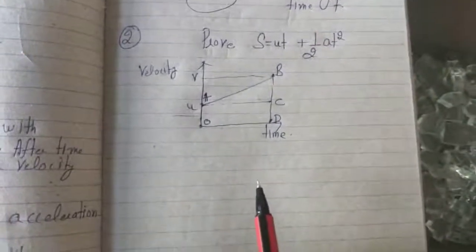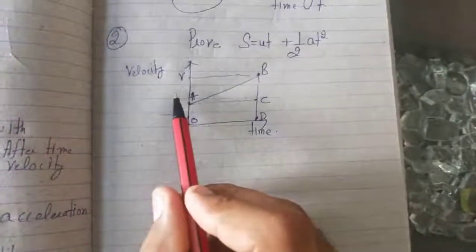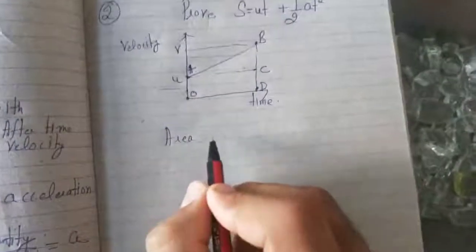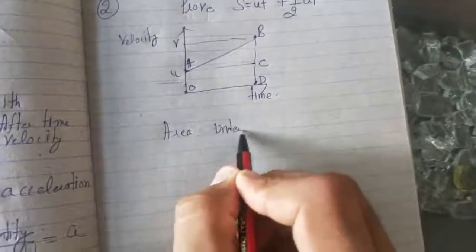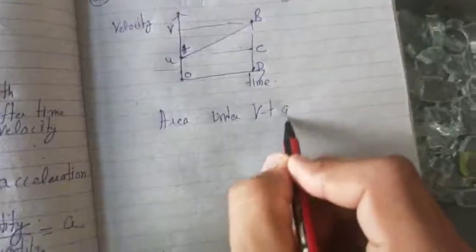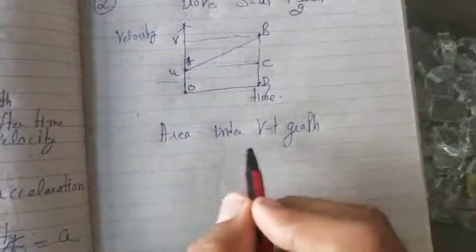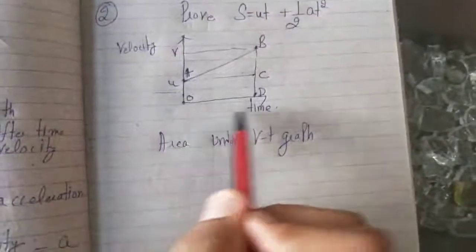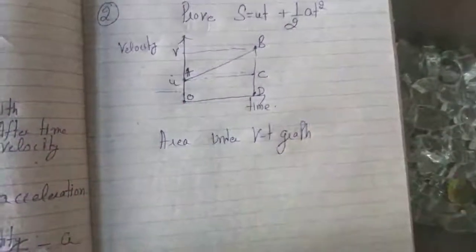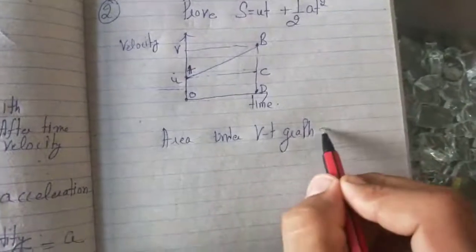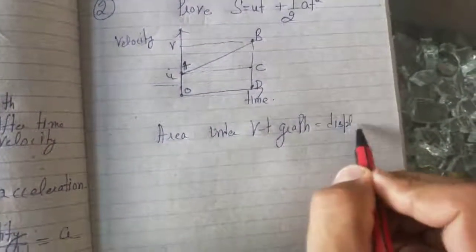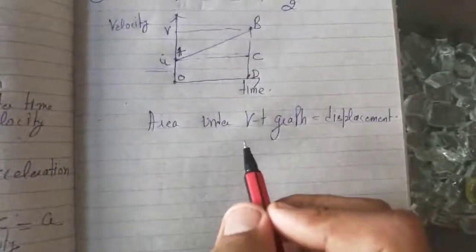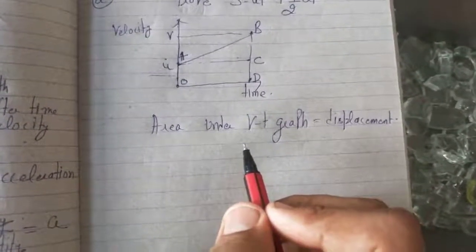So you know, this is velocity, this is time. So area under the VT graph, what does it give? Area means length into breadth. In length, velocity; in breadth, time. Velocity into time is what? Displacement. So it will be displacement. Area under the VT graph will give us the displacement.